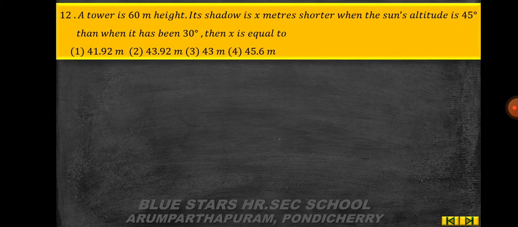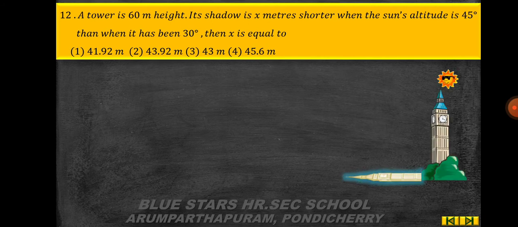Question number 12. A tower is 60 meter height. Its shadow is x meters shorter when the sun's altitude is 45 degree than when it is 30 degree. Then x is equal to: option 1, 41.92 meter; option 2, 43.92 meter; option 3, 43 meter; option 4, 45.6 meter.